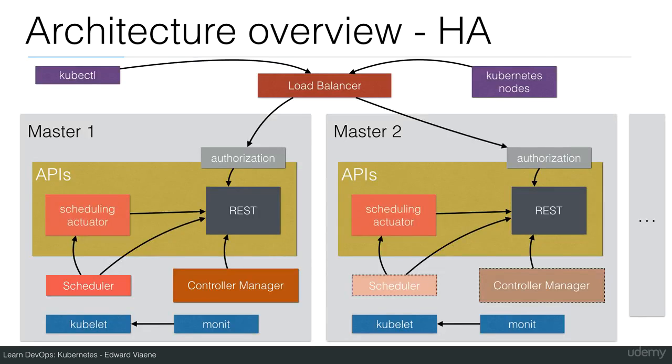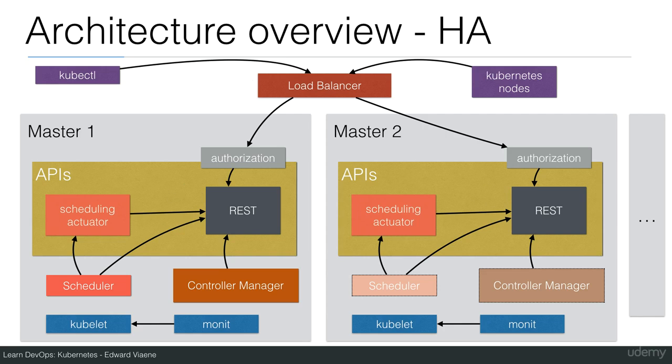So this is then how the architecture looks like with high availability. If you take a look at the top left, kubectl is now going to connect to a load balancer. So are the Kubernetes nodes. They're also going to connect to this load balancer. This load balancer will then go to the REST interfaces on either master 1 or master 2.